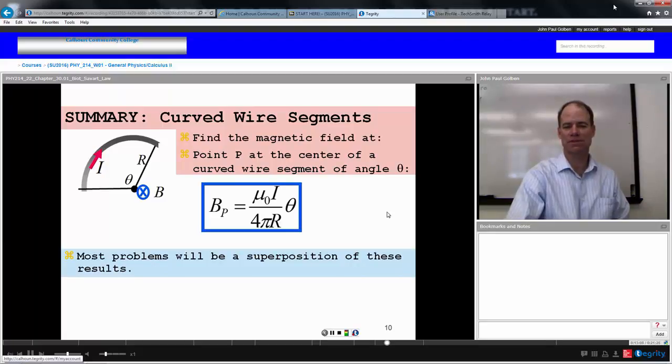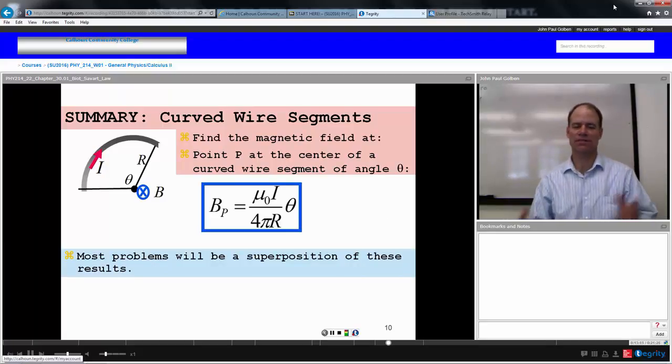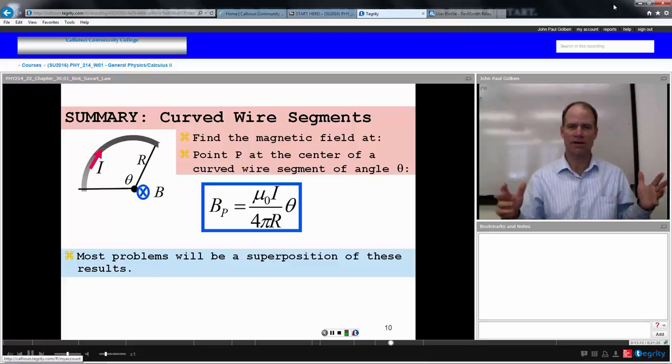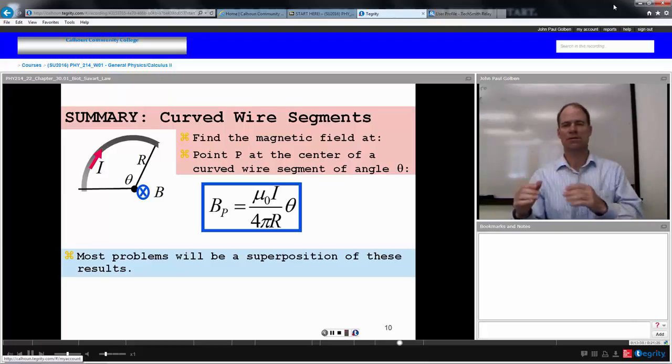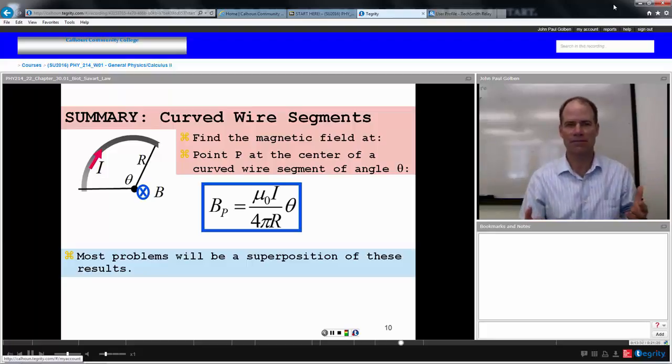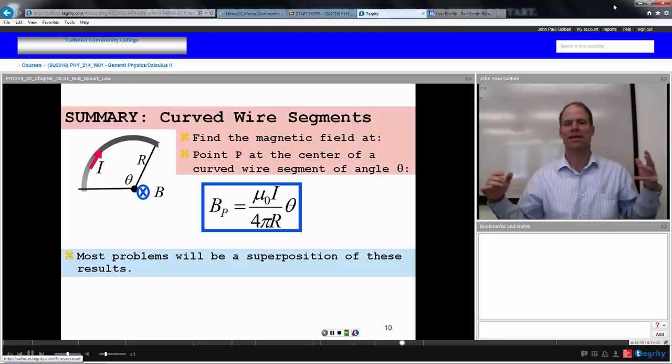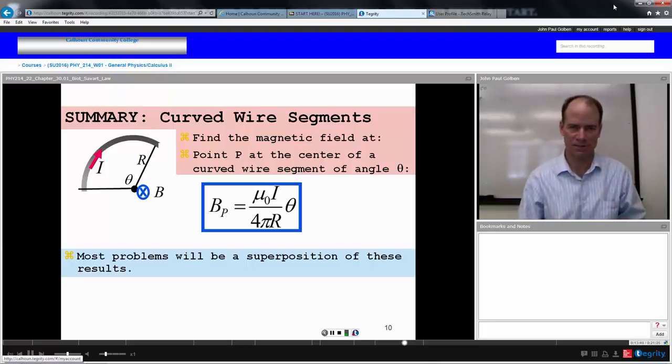Most problems will be a superposition of these results. So rather than using that complicated Biot-Savart formula now, you can use these simplified results for various parts of a problem. If I had a wire configuration that had straight segments and curved segments, what I would do is break them up into different portions, the straight segments and the curved segments, solve for the magnetic field due to all those sections, and then superimpose those results together at the end to get my final magnetic field at a particular point.